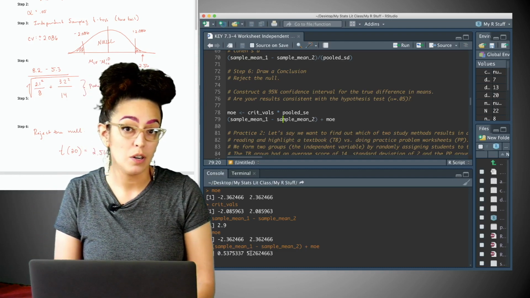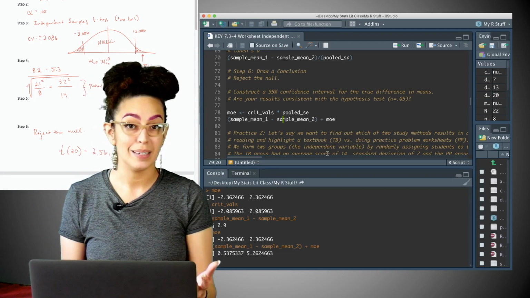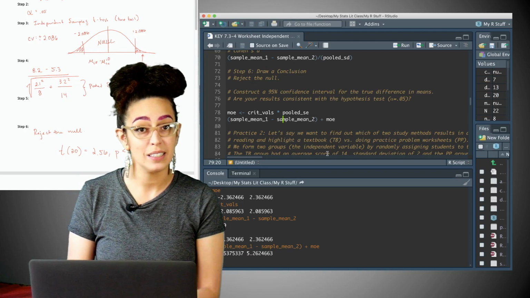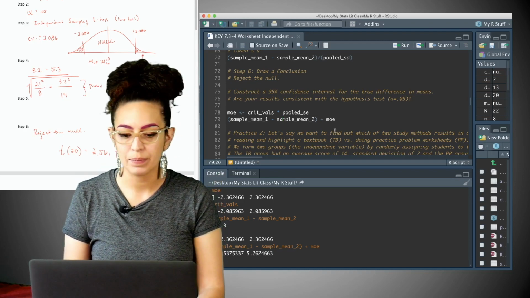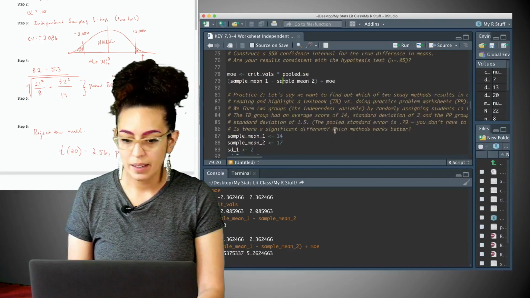And this also confirms what we already concluded, that we reject the null hypothesis because there is no zero in there. Hooray! So low fat is better than low carb, apparently, at least according to this example in this sample.